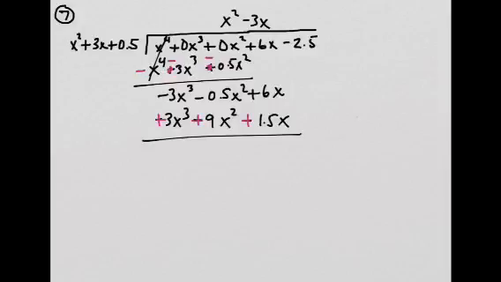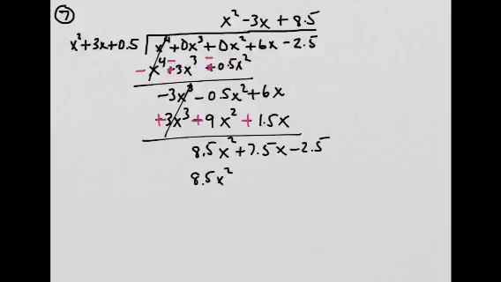Okay, so now combine like terms. This is 0. 9 minus a half is 8.5. 6 plus 1.5 is 7.5. And then bring down the negative 2.5. Okay, so now what do you have to multiply x squared by in order to get 8.5x squared? So that would be 8.5. So now we multiply 8.5 times x squared. That gives you that. And then 8.5 times 3.